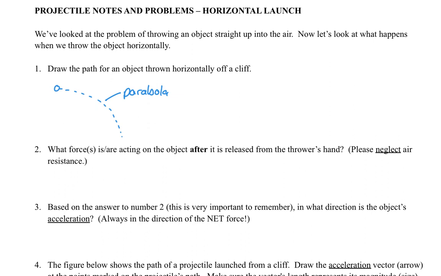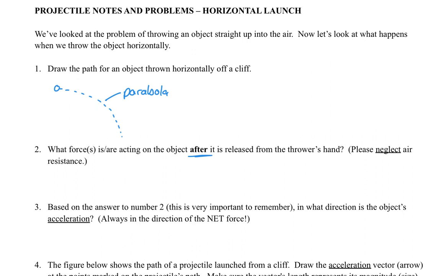Now let's talk about forces for a second. This kind of goes back to our dynamics unit. And this next question asks, what forces are acting on the object after it is released from the thrower's hand? And that's really key. That after is bolded for a reason. A projectile is defined as an object that is only under the influence of gravity, the force of gravity. So there won't be any applied force from a person throwing it.